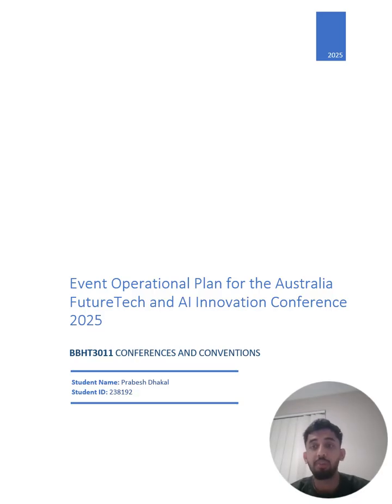Today I will be presenting my event operational plan. The event I have designed is called the Australian Future Tech AI Innovation Conference 2025. In this presentation, I will explain the event overview, operational flow, Gantt chart, work breakdown structure, and my risk management strategy, along with a reflection on this planning process. Let's move to the next slide.